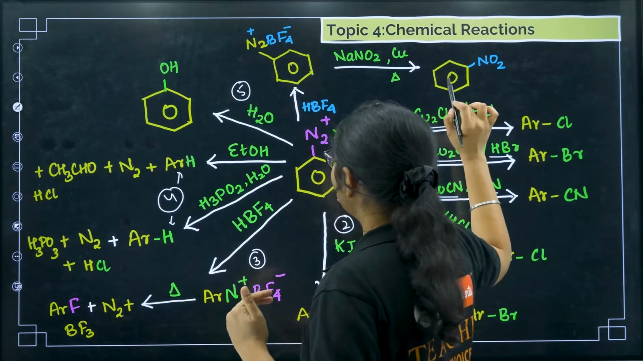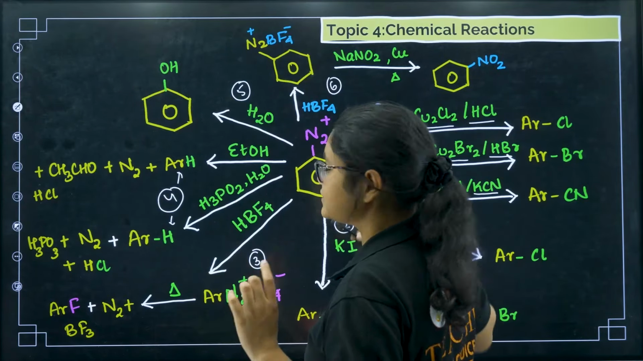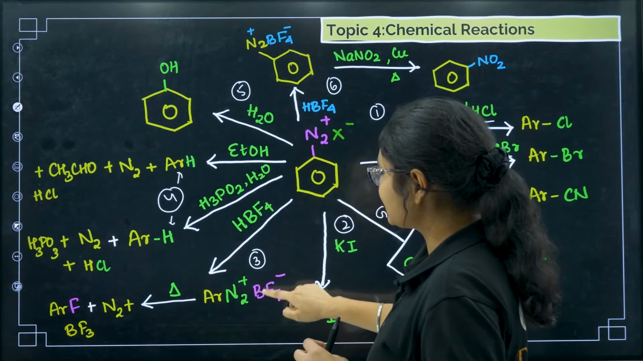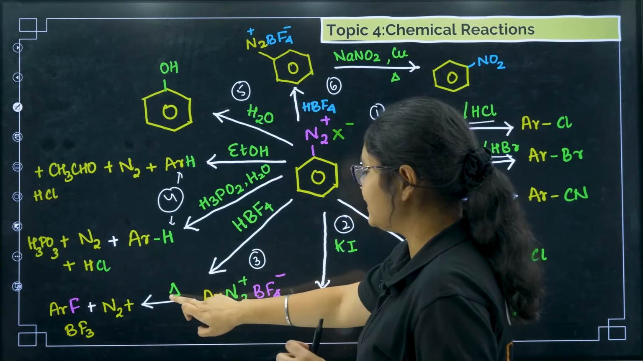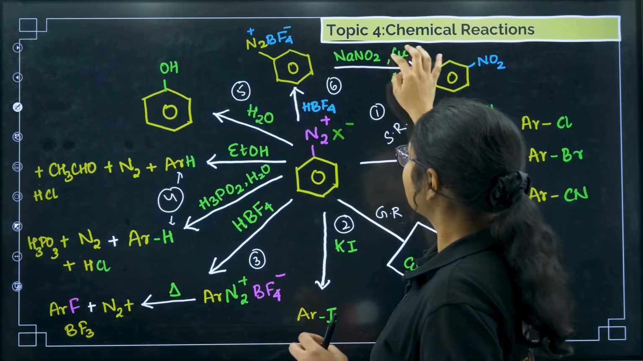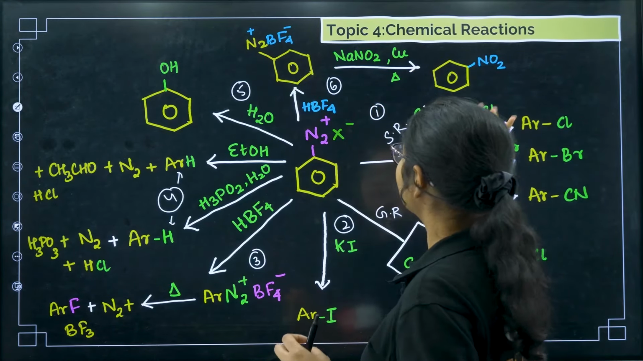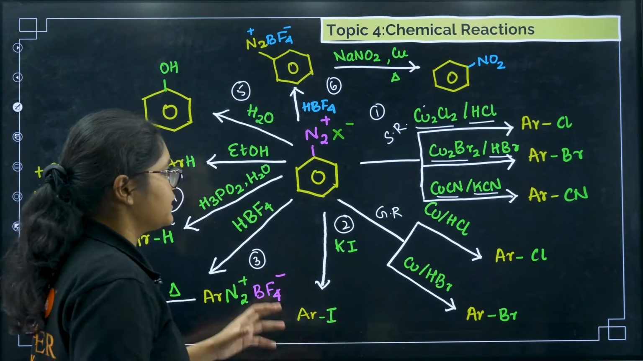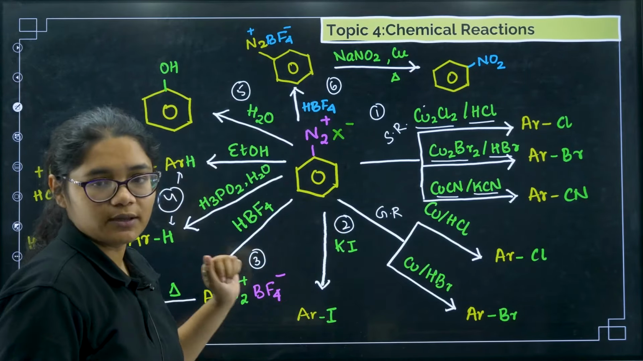Now if you want nitrobenzene, this is very important. Questions have been asked from here repeatedly. So you can just use HBF4. The first step will be like this, okay. Then you heat it here. Here you have to use NaNO2 and copper. If you use this one, this group will be converted to NO2 group. Okay, so like that you can prepare all the products from this one, benzene diazonium chloride.